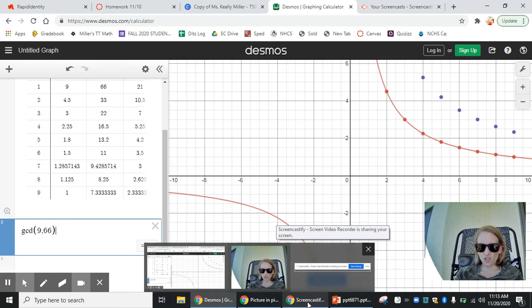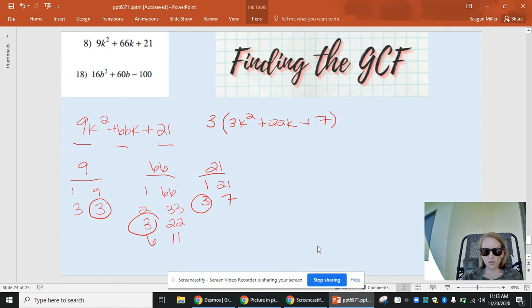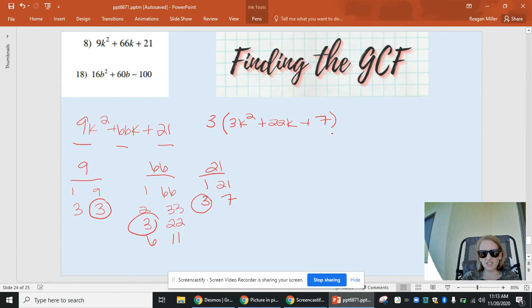And then we can look at just one more example. So if we do number 18 that I have right there, let's see, let me write. You've got 16, 60, and 100. Okay. So for 16, you have 1 and 16, and 2 and 8, and 4 and 4.